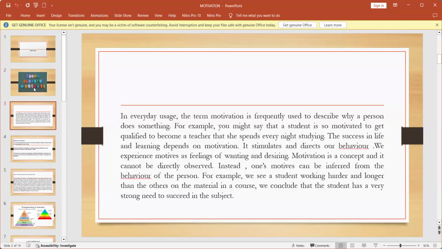What is motivation? According to psychology, motivation is a form of need fulfillment.